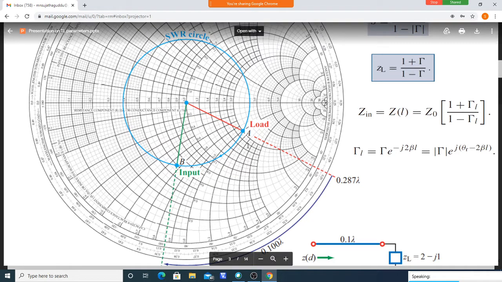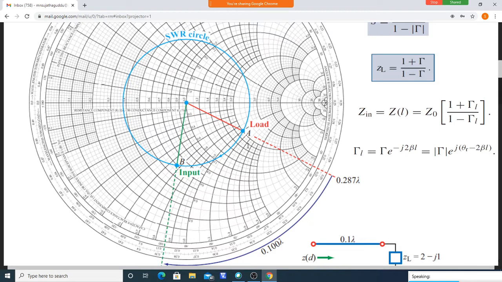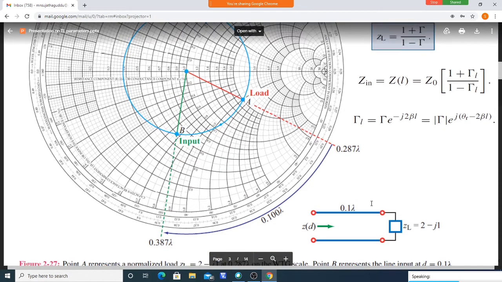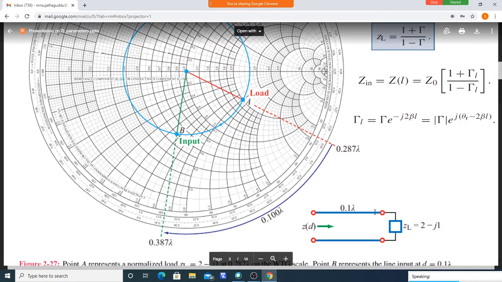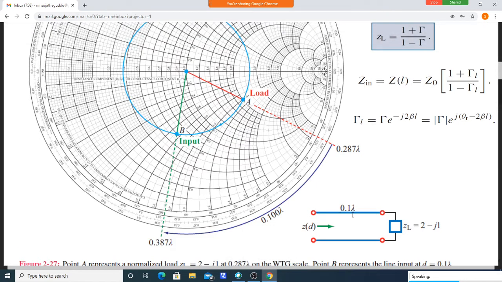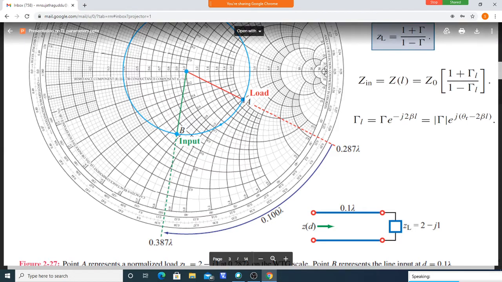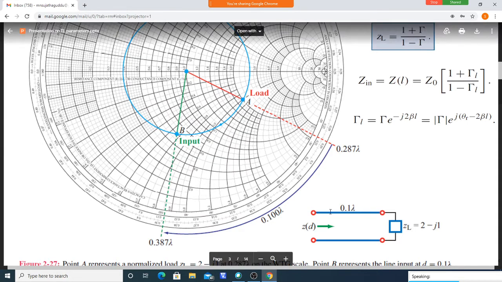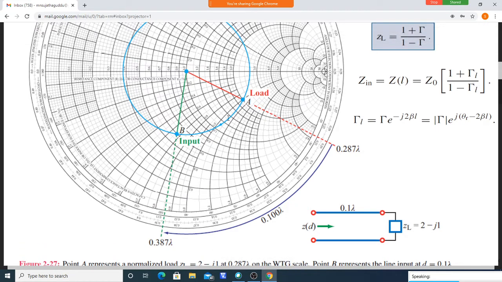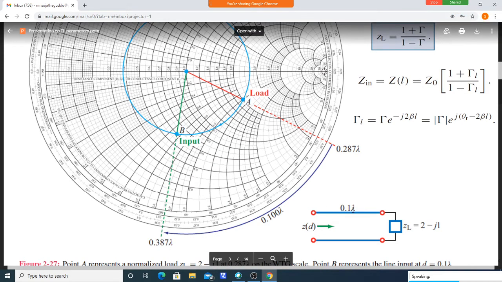Now you see here, move a distance of 0.1 lambda from the load. What is needed is that you travel a distance of 0.1 lambda and measure the impedance there. So move towards the generator a distance of 0.1 lambda. Start from the load point and move towards the generator, that means move on a VSWR circle like this. How much distance should you move from here? The distance should be 0.1 lambda.